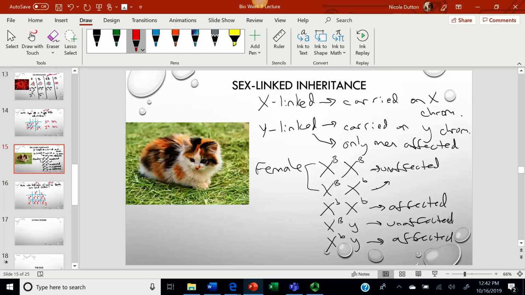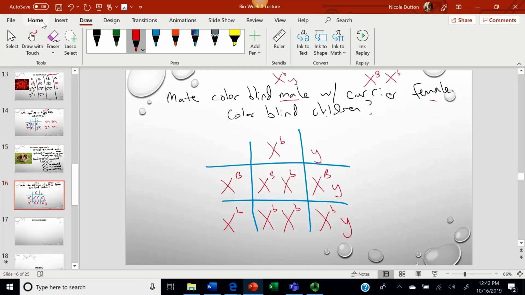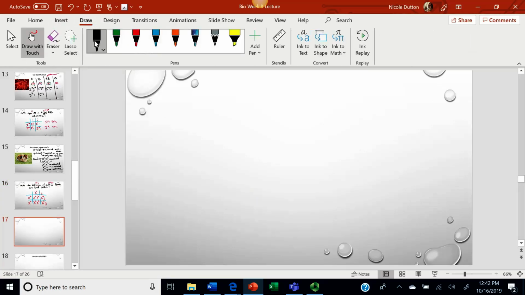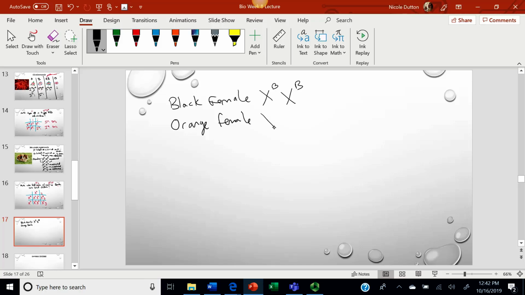If we look at this picture here, this calico cat describes a combination of sex-linked and codominance. So let's talk about calico cats for a second. If we have a black female cat, we have XB, XB. If we have an orange female cat, we have XO, XO. If we have a calico female, we have XB, XO. This is the codominant type. And it's also sex-linked because it's carried on the X chromosome.